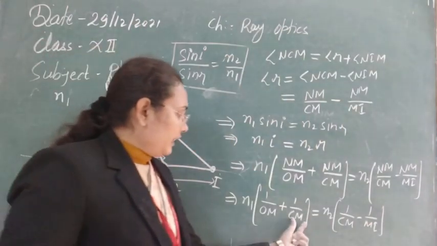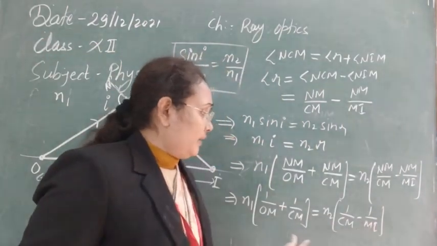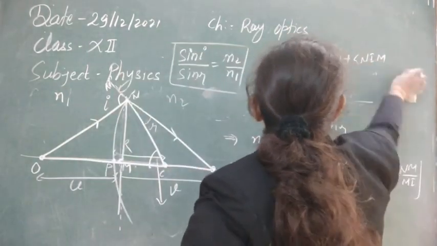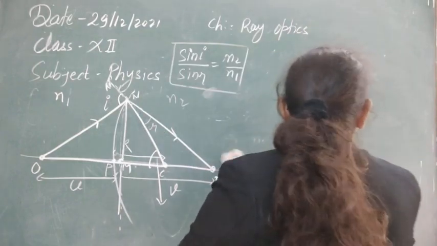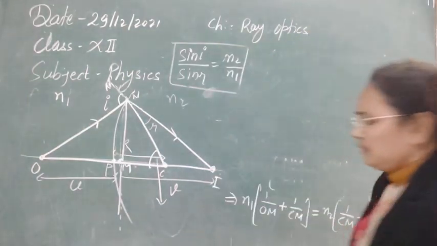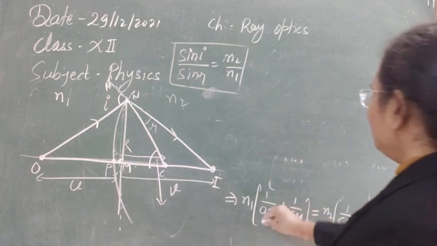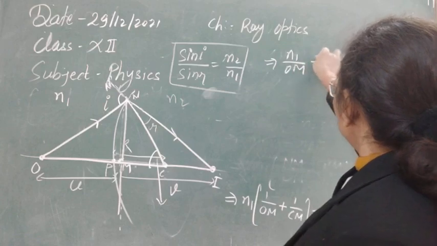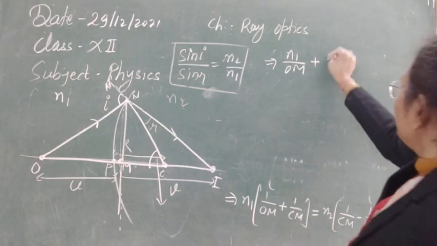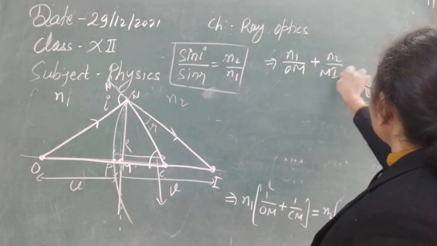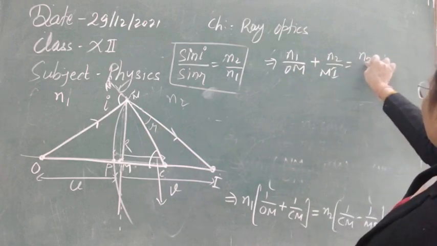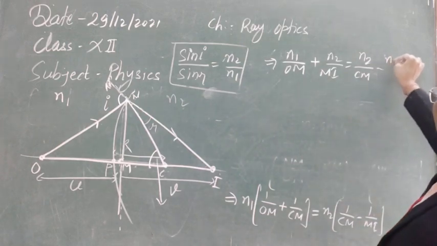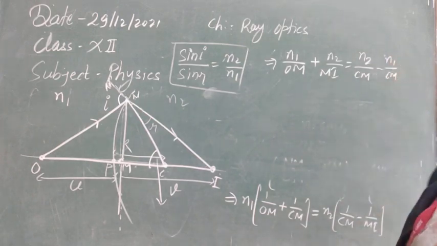Now in the next line we can take 1 upon Cm this side and 1 upon Mi this side. So let's rearrange the equation now. If you rearrange it, then it is obtained as N1 upon Om, then plus N2 upon Mi, that is equal to N2 upon Cm minus N1 upon Cm from here.